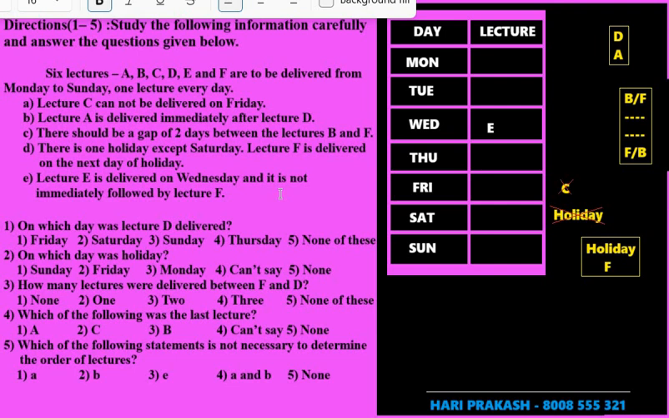Then what are the possibilities for lecture F? Either Friday or Saturday or Sunday. That's all. These are the three choices for F. Now the 5 points are over. Now we have to start filling up the table. But how? This is a very important decision. About which lecture there is much information that we have to start with.